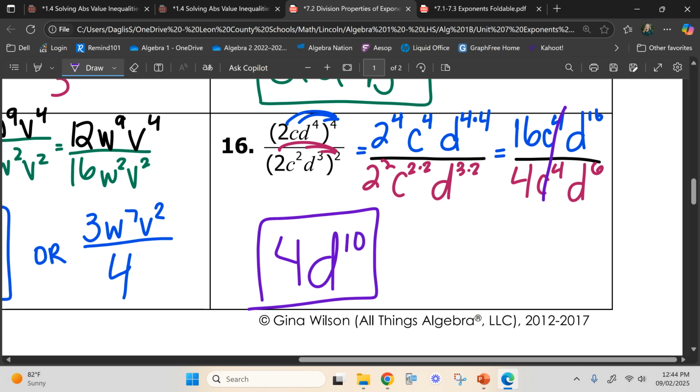Good. 4 minus 4 is 0. There's no more C's. Right? If I were to write out 1, 2, 3, 4, over 1, 2, 3, 4, don't they all cancel out? They're all gone. No more C's. Okay? Nice. Good job.